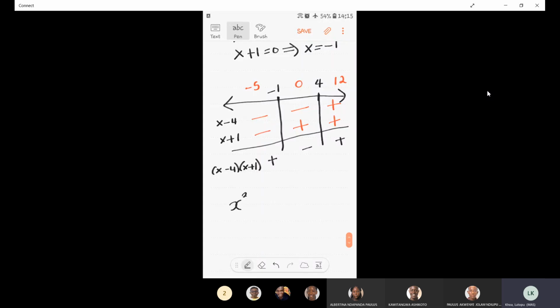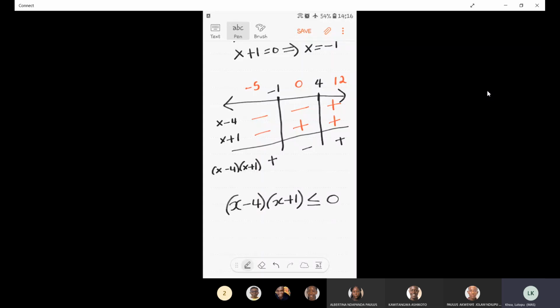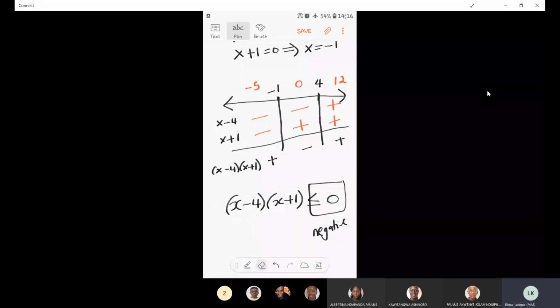Then the original question was x squared minus 3x minus 4, when it's factorized, it was x minus 4, x plus 1. This is less than or equal to 0. So again, you ask yourself, what does less than or equal to 0 mean? This is negative. Okay, so you go to your last column where the product is. So it's the last row where your product is, and then you move along the row and you look for where you have a negative sign in that region.